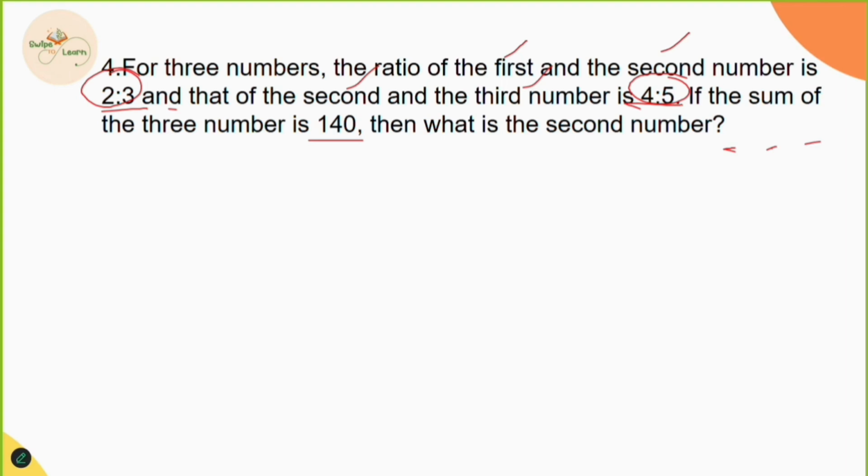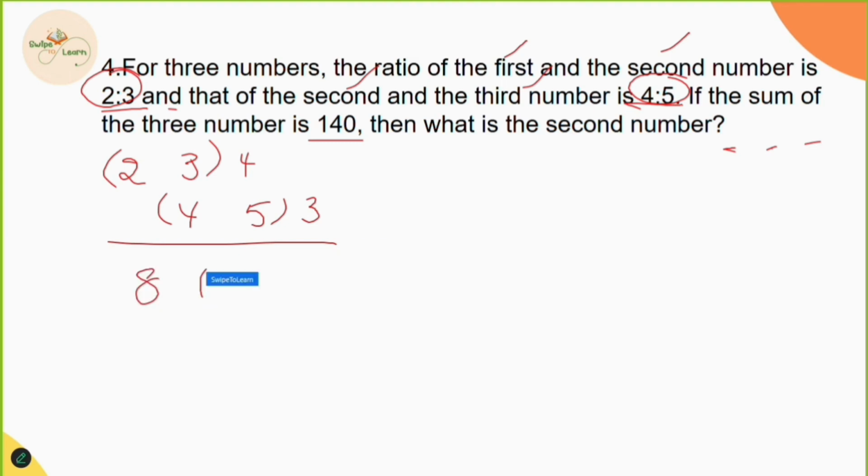Okay, let's write down the given ratios. 2 is to 3 and another ratio is 4 is to 5. We know what to do. Multiply with 4 here, multiply with 3 here. What we get? 8 is to 12 is to 15. This is the ratio which we get.